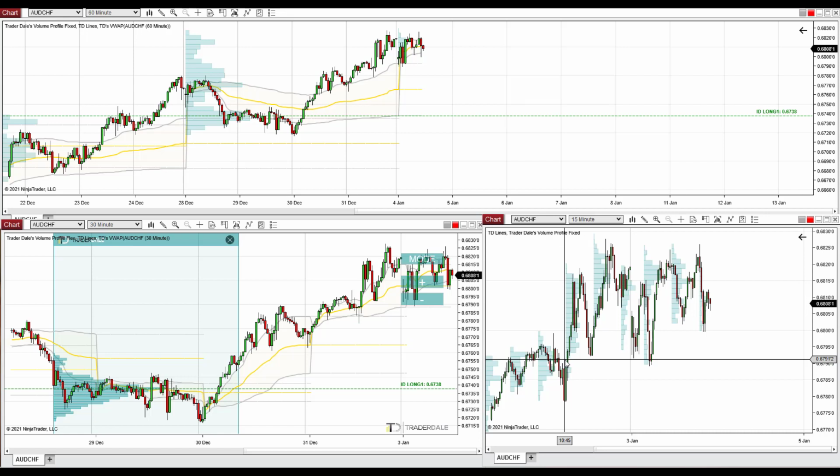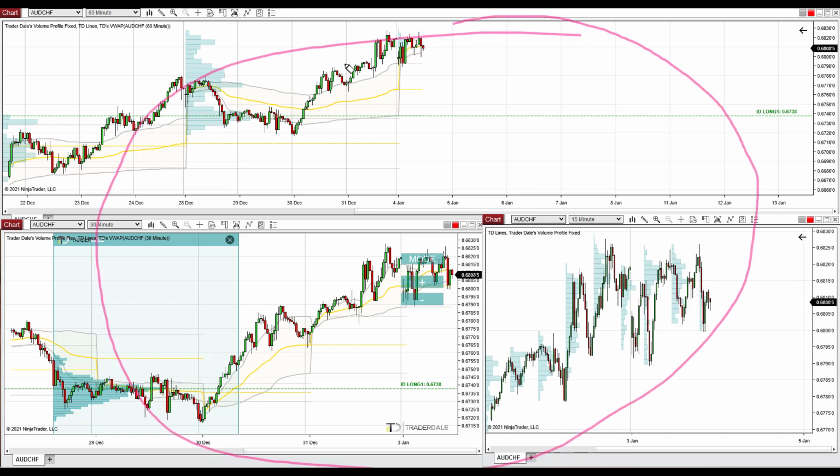Let's now go into the trading ideas. What you see before you is my intraday trading workspace, 3 charts which are linked. They always show the same trading instrument. In this case it is the Australian dollar Swiss franc.